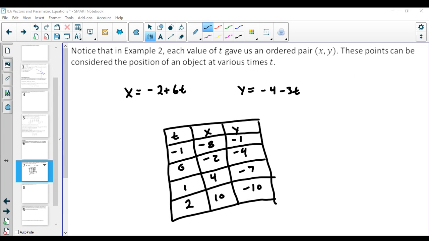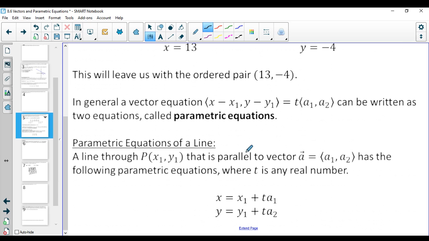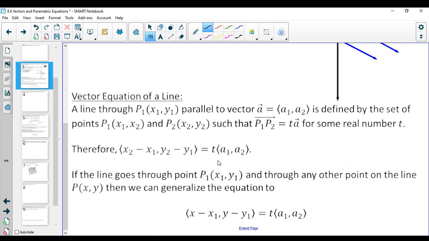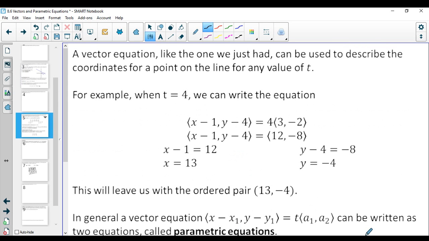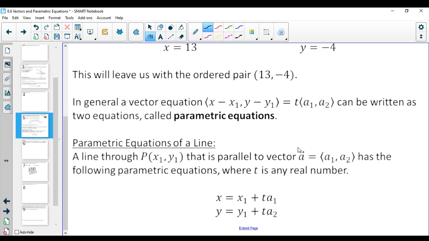So, quick recap. We have been talking about parametric equations, and we had all this writing, and we came down to two things. We got this vector equation of a line down here, and then from that we stemmed to these parametric equations down here.